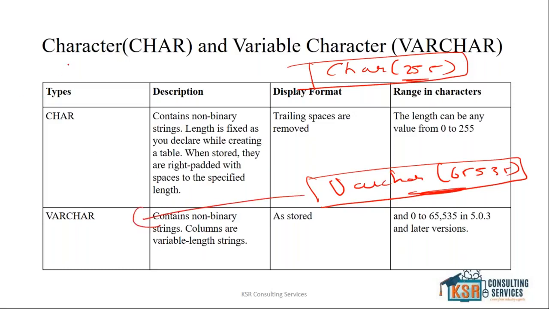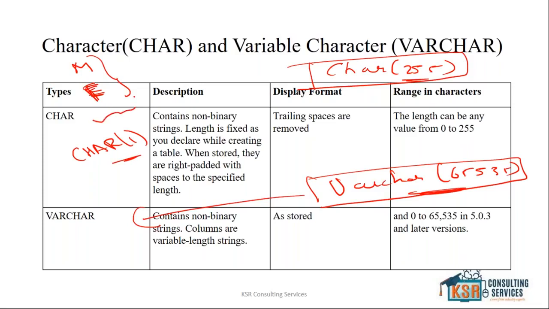But you know that gender is going to be M or F. It's known, you know only this. That means only 2 values are possible. So you'll just give char of 1. One character. You already know the fixed size.